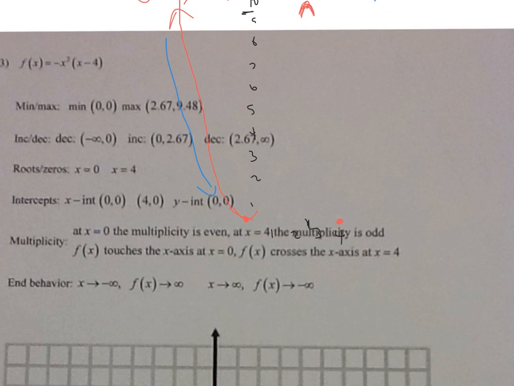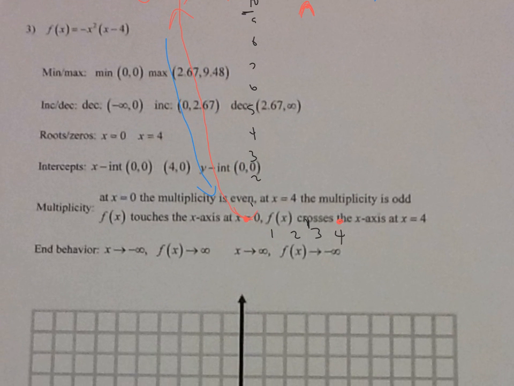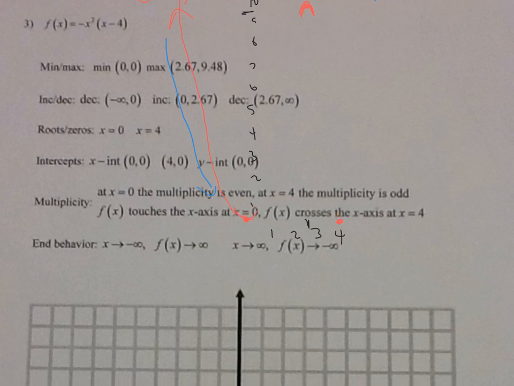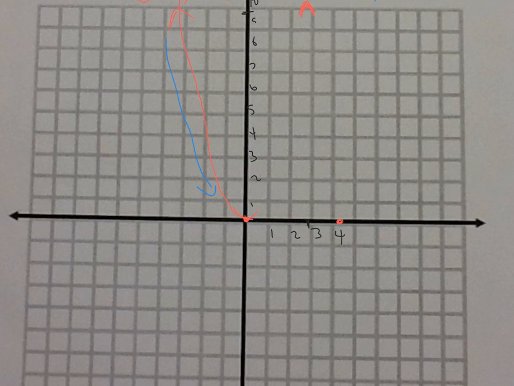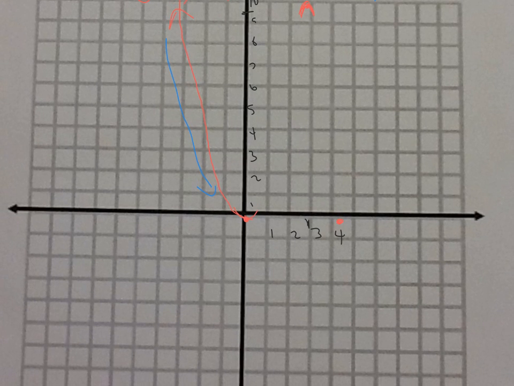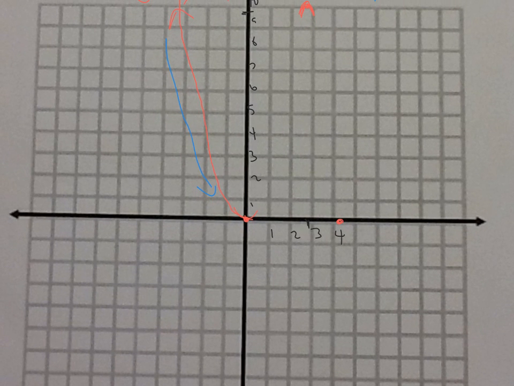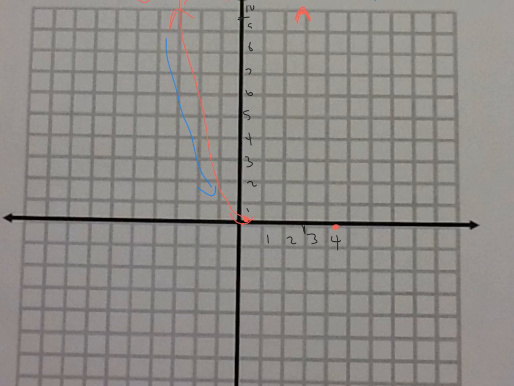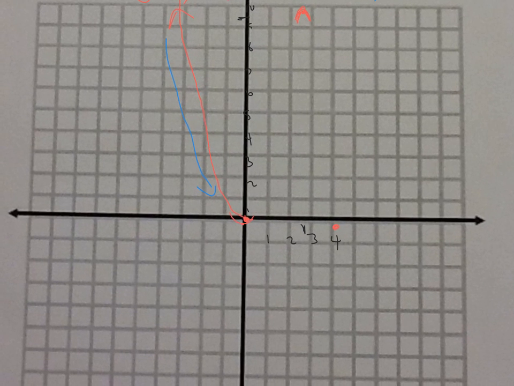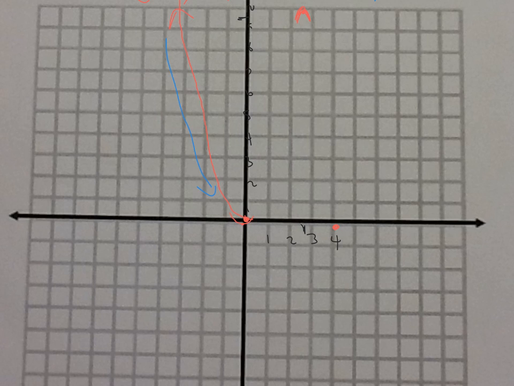And then from 0, so look here, from 0 to 2.67, I'm increasing. Okay, so now I'm increasing from here to 2.67, which is right up there. Okay, so now I'm going to increase.